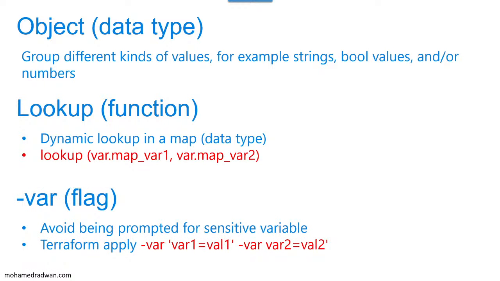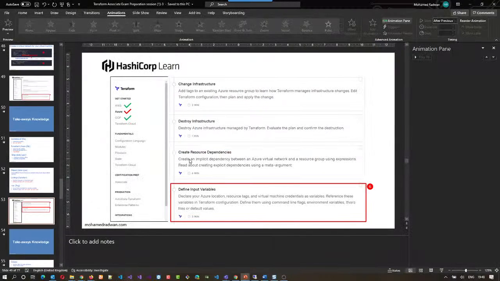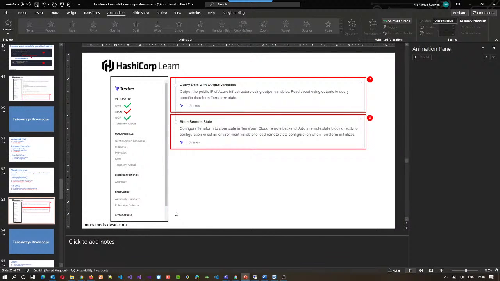We're using -var. This is if I don't want to be prompted for the username and password for the virtual machine, I can just type -var and pass the username and password directly. Okay, we are very close, so don't worry.